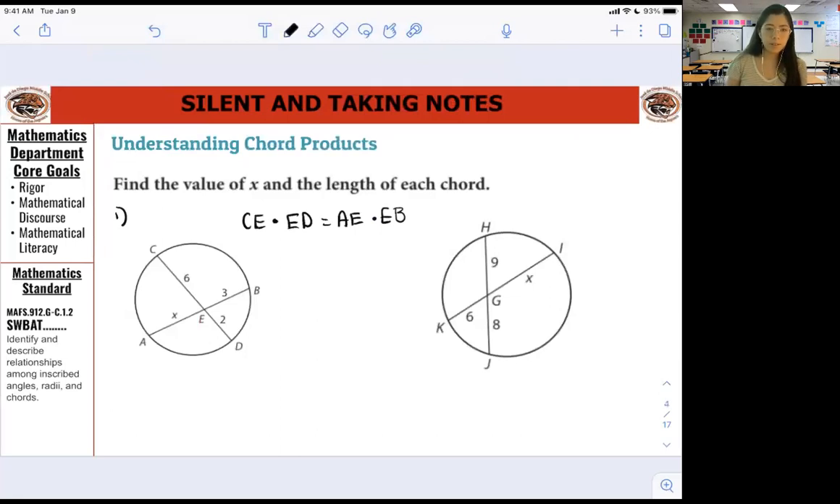So CE, that's 6. ED, that's 2. AE, we don't know. EB is 3. And now I simplify a little bit. So 12 is equal to 3x. What do I do to both sides?